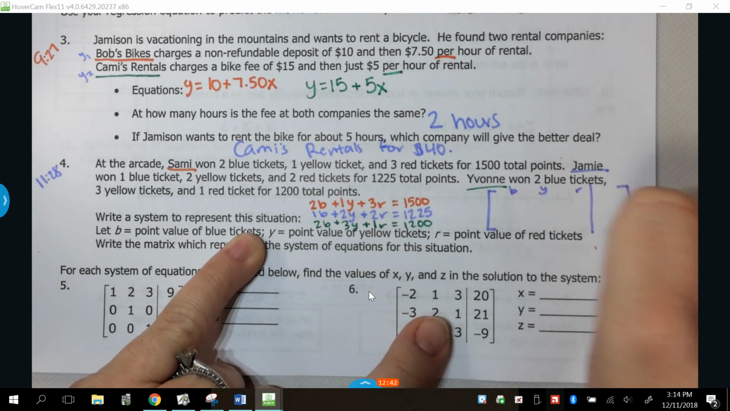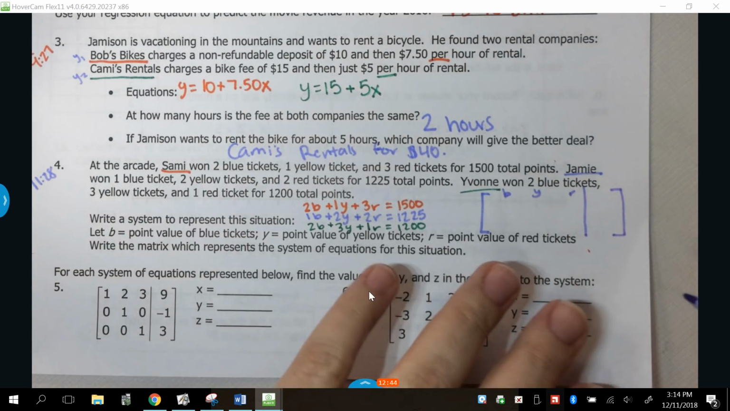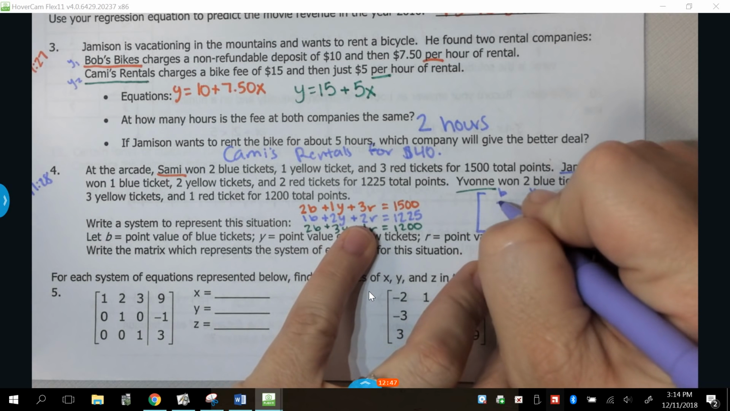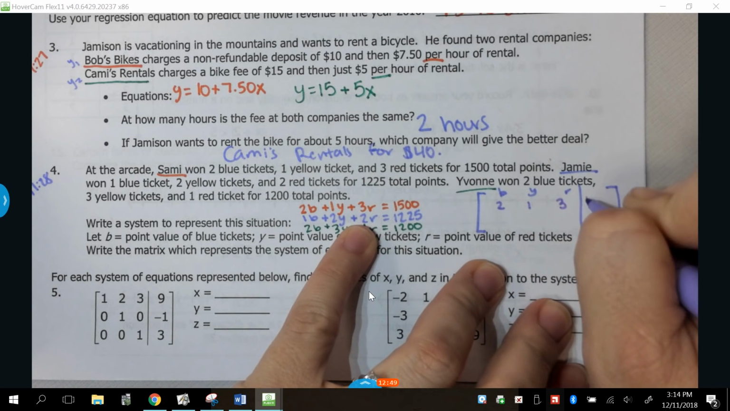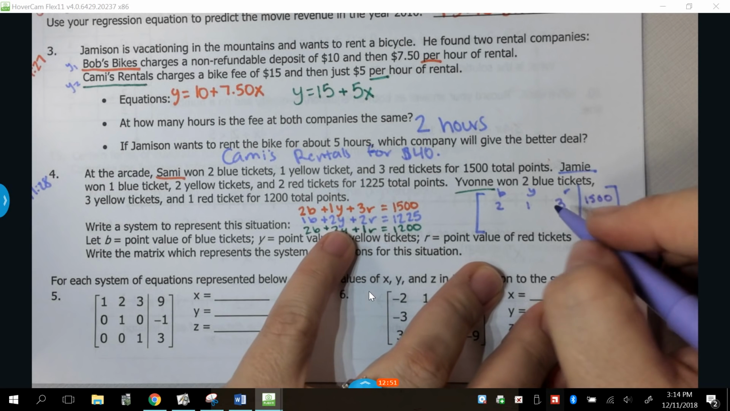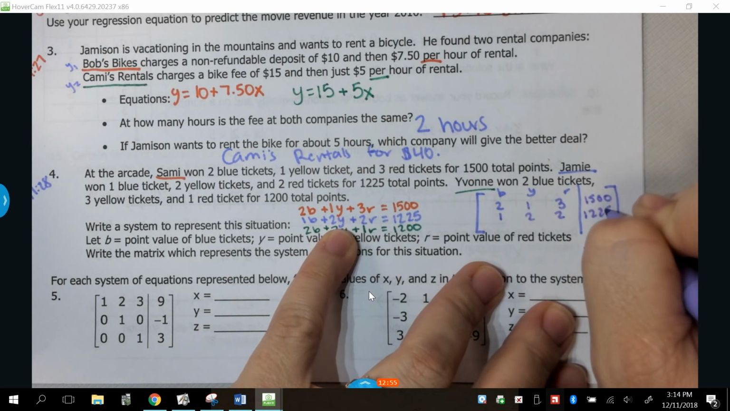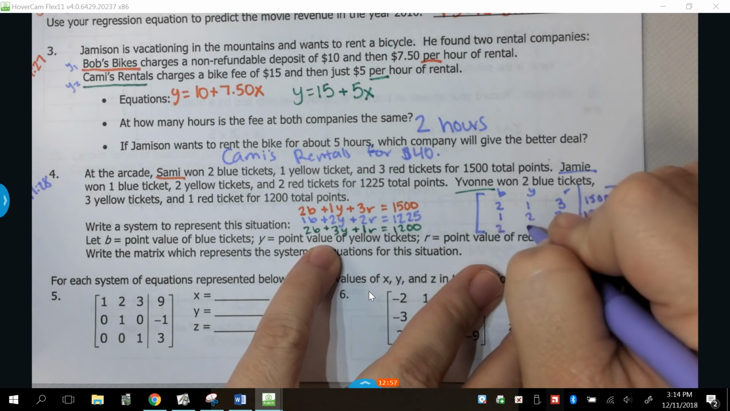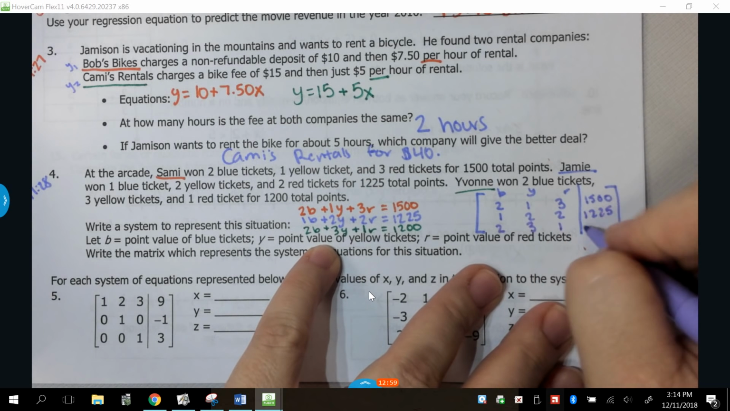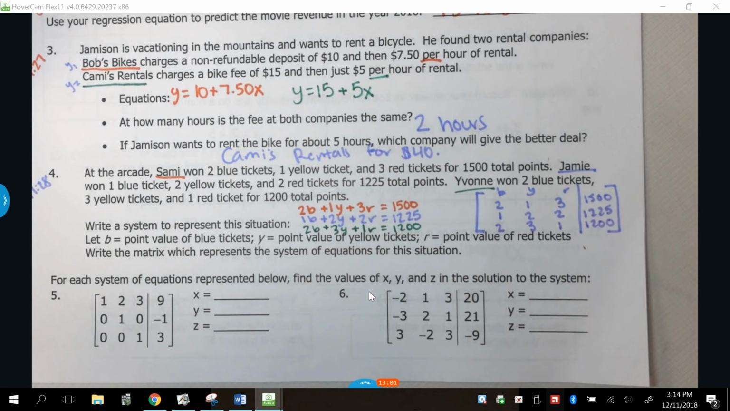Remember that line is because it's almost like where we would put our equal sign. So 2, 1, 3 equals 1,500. 1, 2, 2 is 1,225. And 2, 3, 1 is 1,200. And all it wanted me to do is build my matrix, so that is my answer.